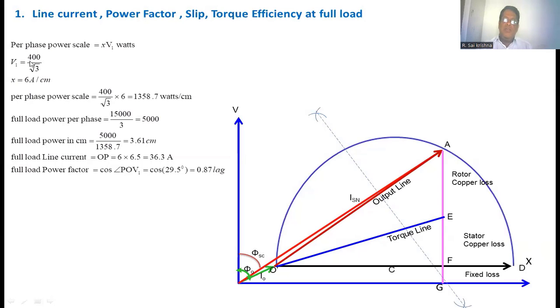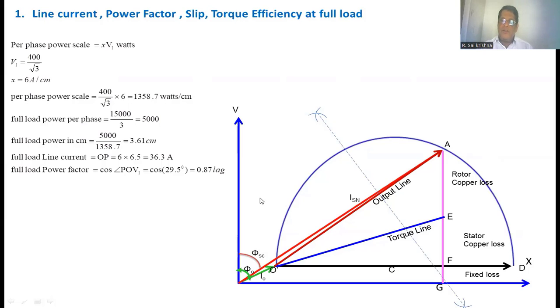The voltage which is given in the numerical is the line voltage. So 400 by root 3 is the phase voltage. X is nothing but a current scale. Already we have taken the current scale as 6 amperes per centimeter. Now multiply these two, which gives the power scale, that is 1358.7 watts per centimeter.